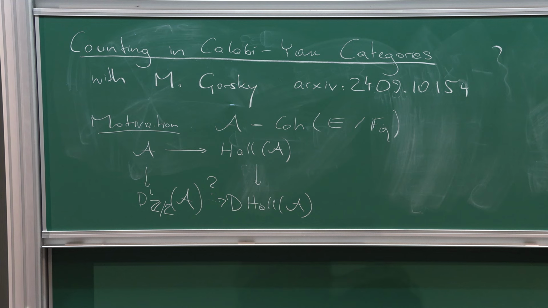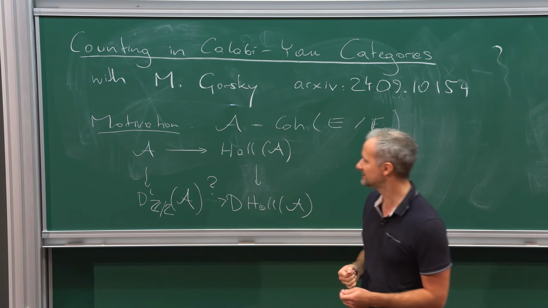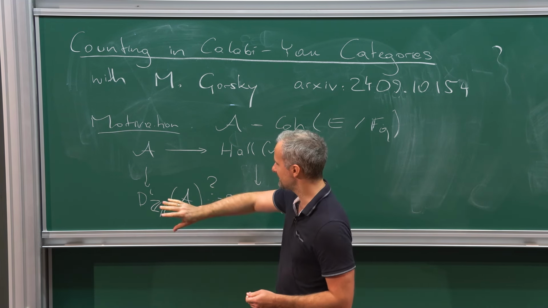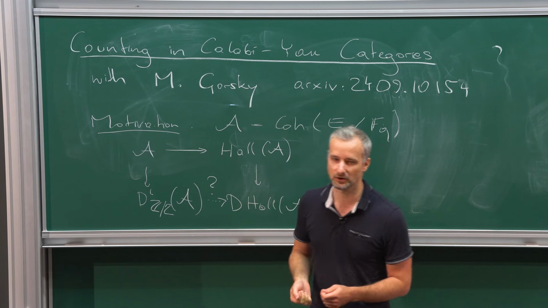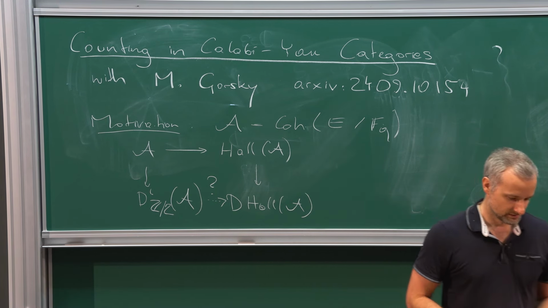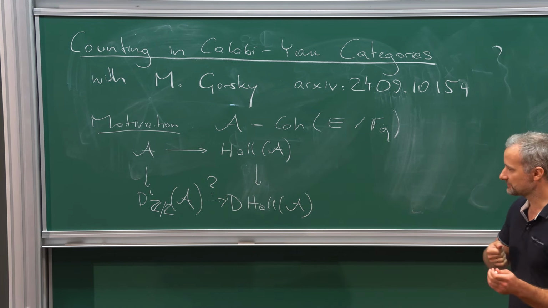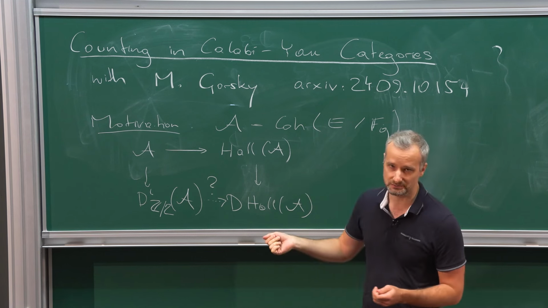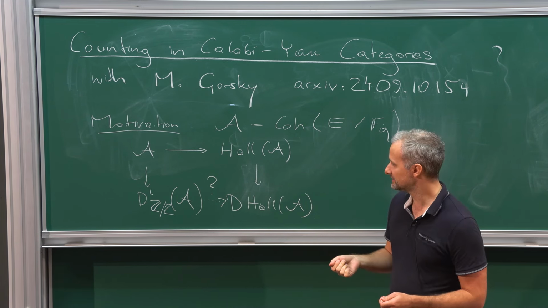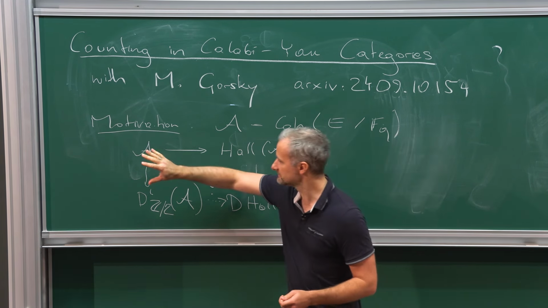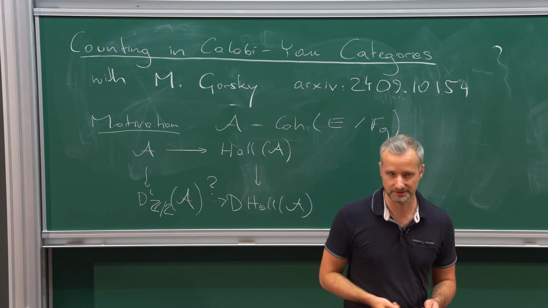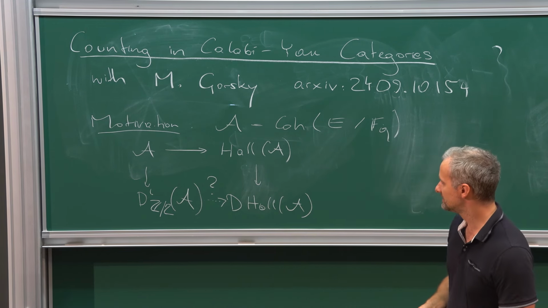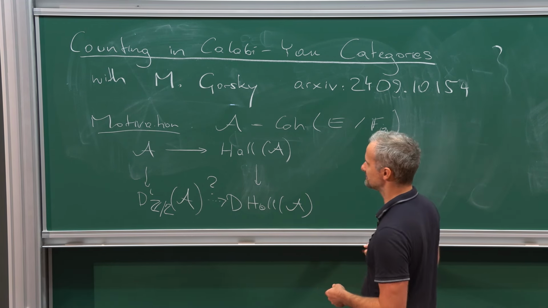In fact, this is a very specific example. I'm only going to use the fact that this category here is Calabi-Yau. Where my own interest comes from is in defining Hall algebras of Fukaya categories. And there you don't have an abelian category a priori, you just have a triangulated category, and so you want to define some kind of Hall algebra.